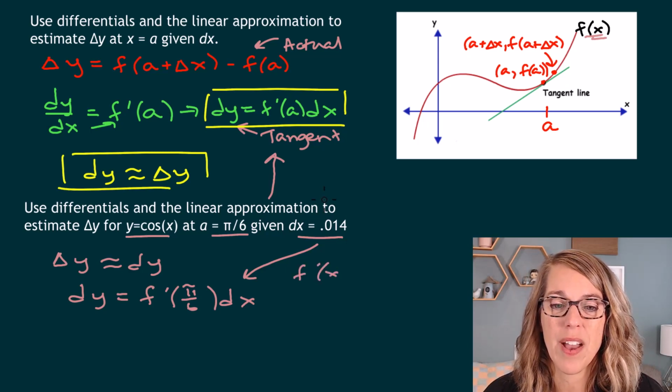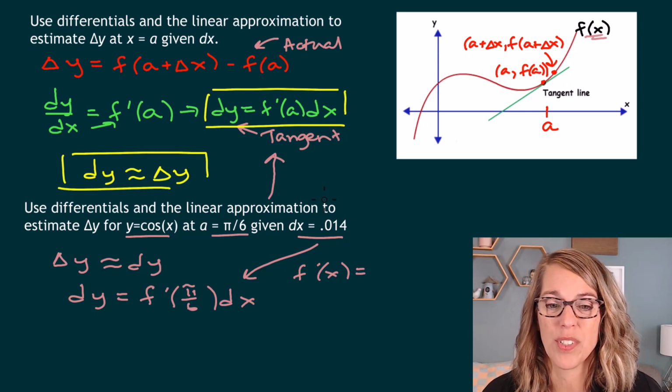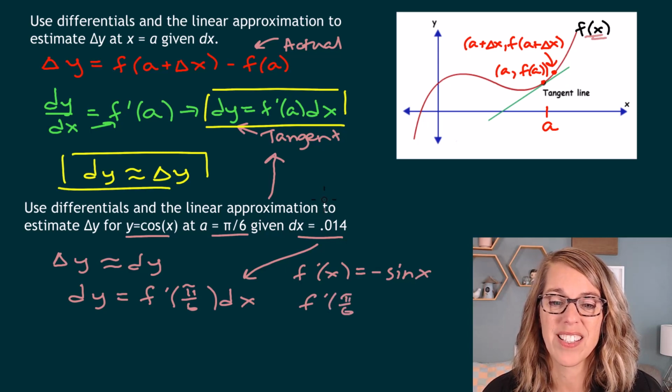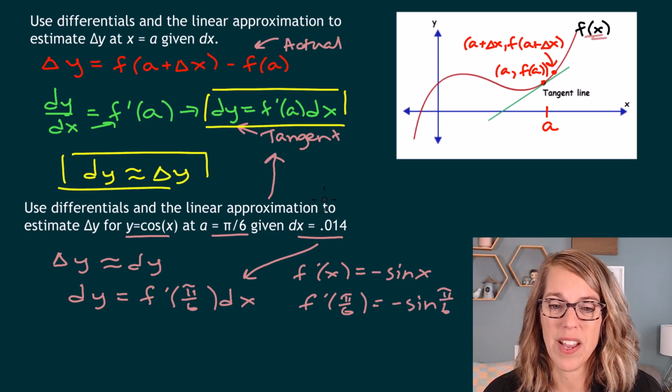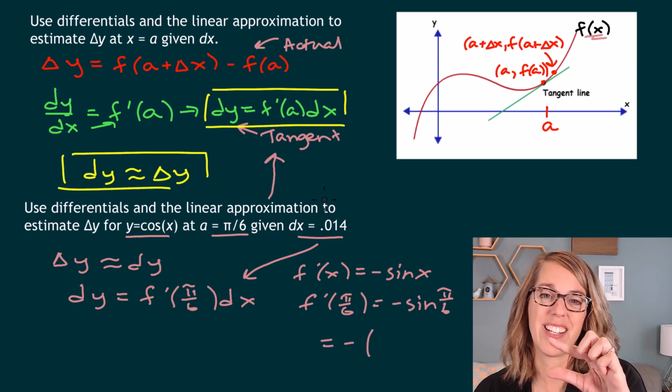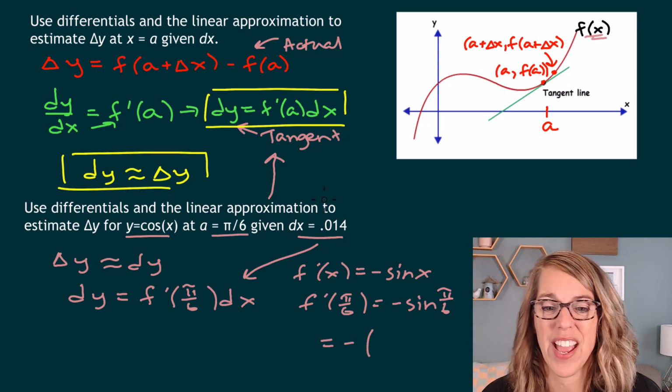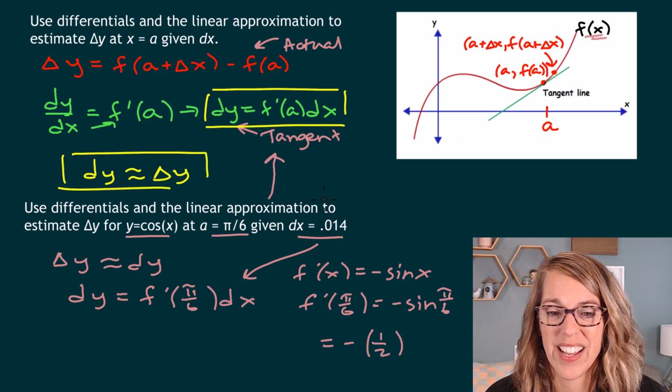So f prime of x is the derivative of cosine. That's going to be a negative sine x. So f prime of pi sixths is equal to negative sine of pi sixths. Negative sine of pi sixths, that's going to be opposite of that 30-degree angle, and that's going to be a negative 1/2.